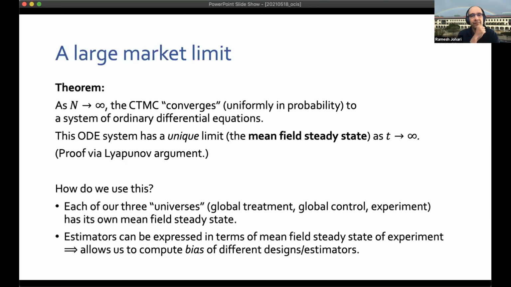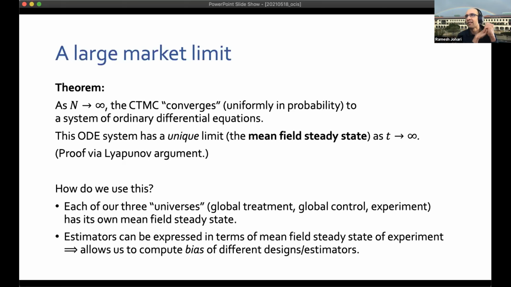So that's one comment. The second comment I want to make is about variance and inference. Although we do all this analysis in a mean field limit, in the paper we carry out extensive simulation analysis that allows us to also get an understanding of the variance of different designs and estimators. And I'll try to say a bit more about that, just a bullet or two, at the end of the talk.